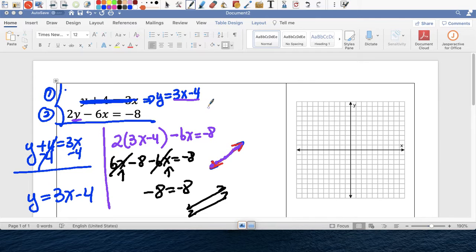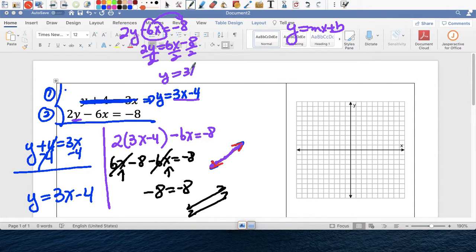Just to graph it, I'm going to graph this. The first one, I already have in the format y equals mx plus b. The second one, let me change that. So we have 2y minus 6x equals -8. So 2y equals 6x minus 8. Right, I'm throwing this guy over, it becomes positive. Divide everything by 2. y equals 3x minus 4.